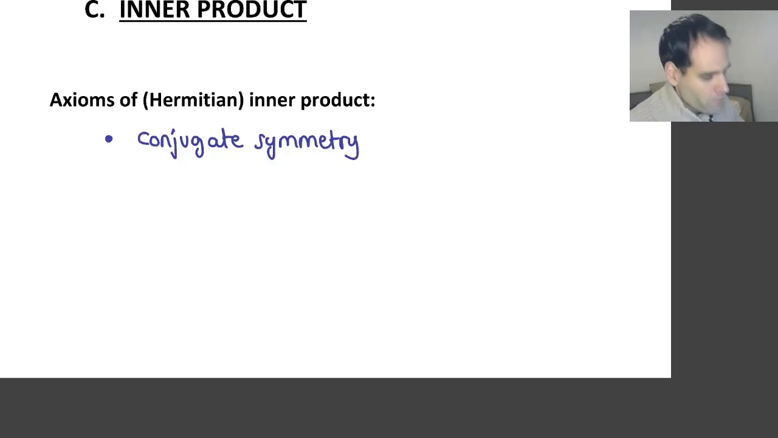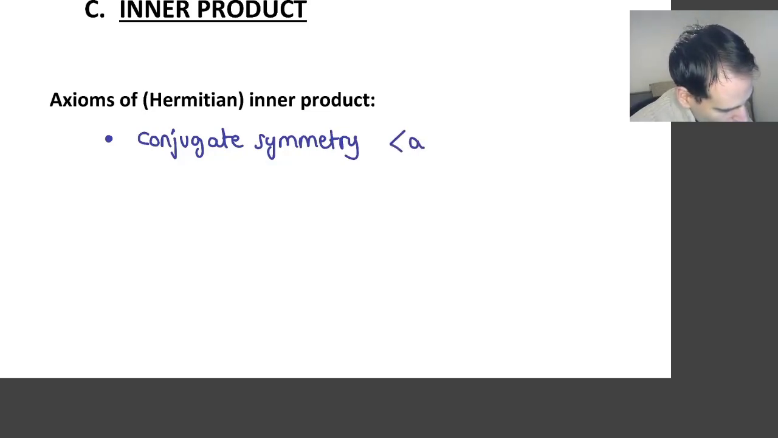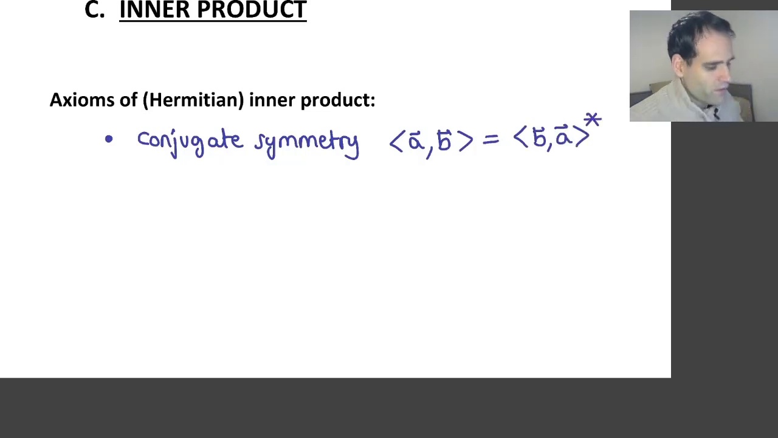and conjugate symmetry means that the inner product between two vectors a and b is equal to the inner product between vectors b and a, but taking the complex conjugate of the result. So remember, the result of the inner product is always a scalar. It's a number. It could be a complex number, yeah? So that's why when you flip a and b in the inner product, you need to take a complex conjugate. That's called conjugate symmetry.